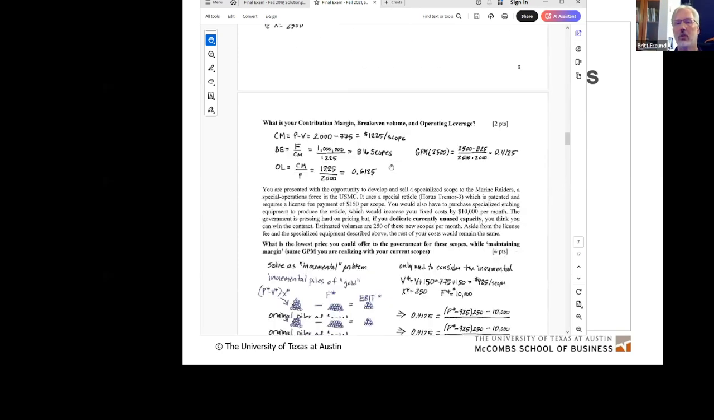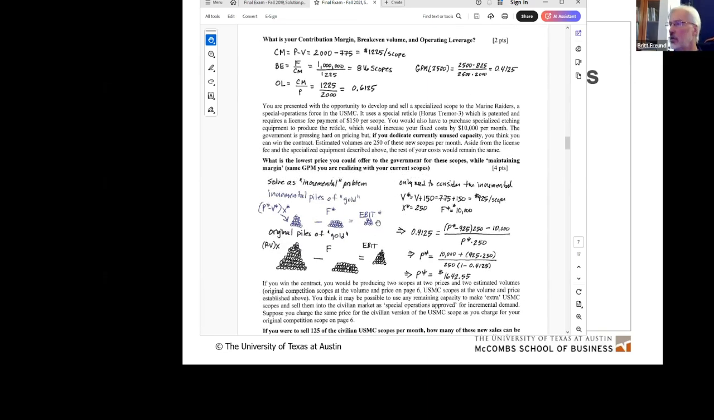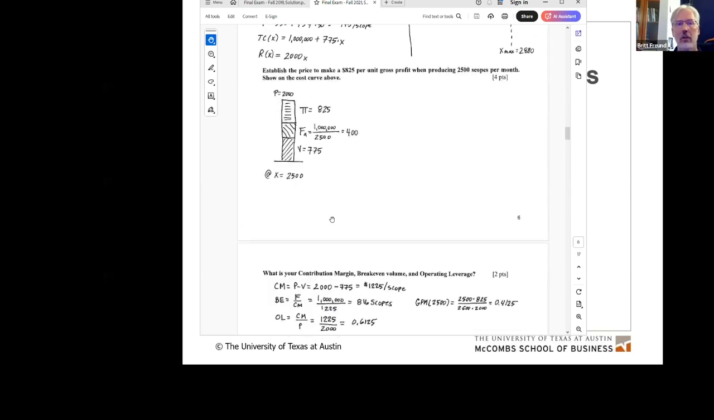What's happening with the Marine Corps scope? It's literally the AIDS drug question here, okay? Because remember, I said we're ignoring all the black. We're only paying attention to the blue, the incremental volume here. From an incremental perspective, in order to do the Marine Corps scopes, I only need $10,000 of incremental fixed cost spread out across the 250. So the allocated fixed cost incrementally for the Marine Corps scope is very small.